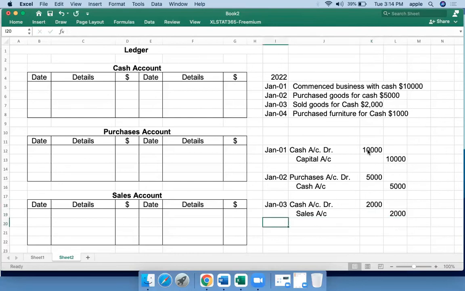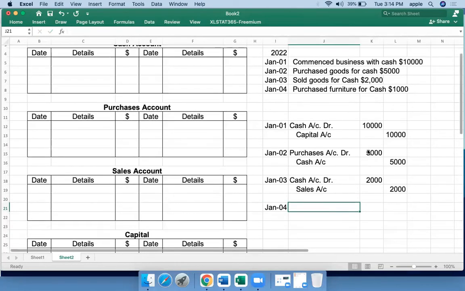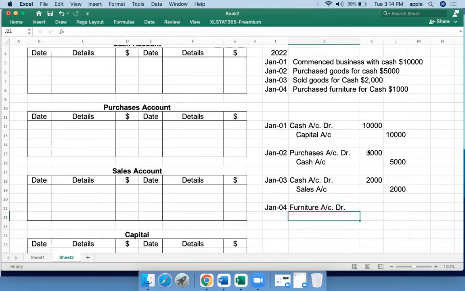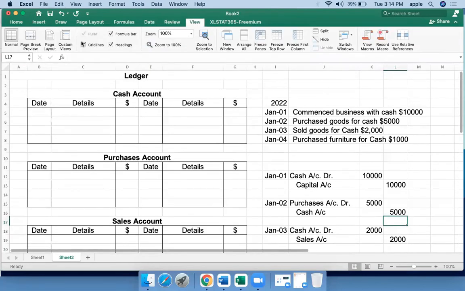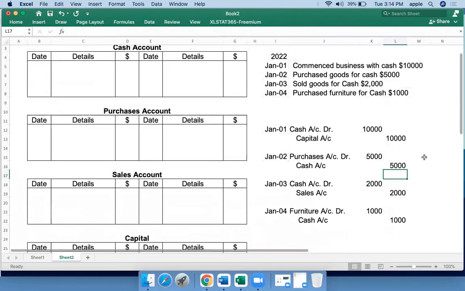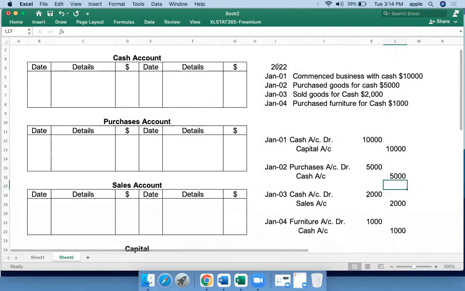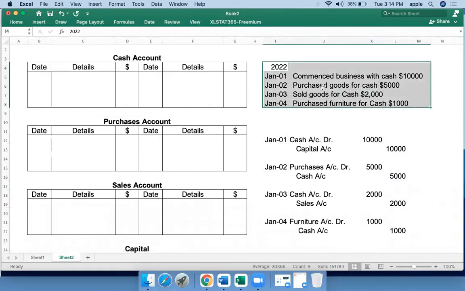So what is the entry? It's going to be furniture account debit 1,000, and then cash account credit 1,000. I have not written the narration, but I have passed the journal entry. If you see the screen, you also passed it in the journal. I also passed it here, right? Now see, after doing this, this is the journal.